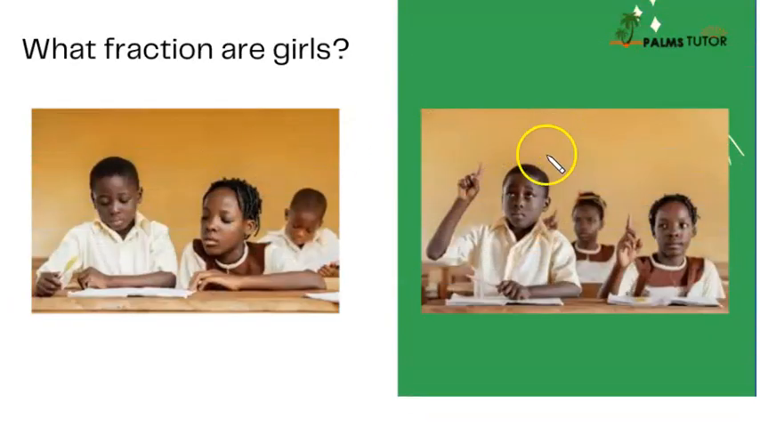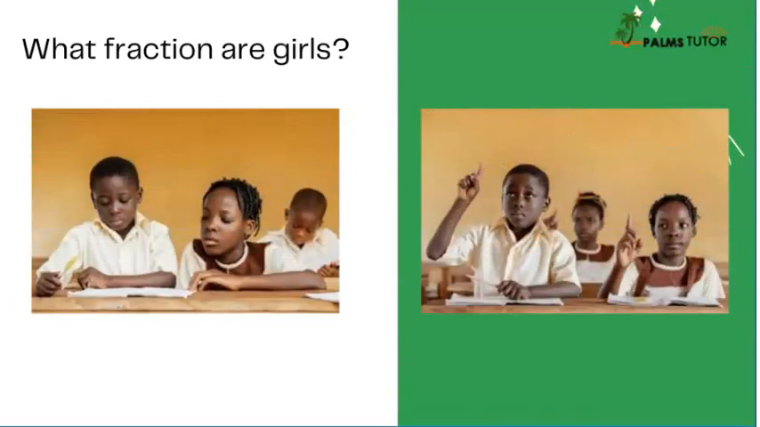What fractions are girls in this picture? What fractions are girls? How many people do we have there in the first list? 1, 2, 3. That's my denominator because I have 3. How many of them are girls? 1 out of 3 are girls. 1 over 3.